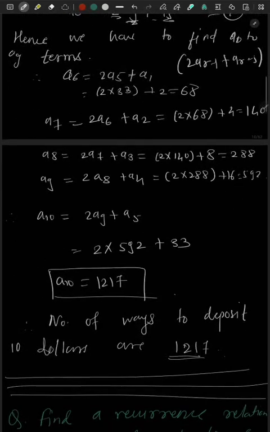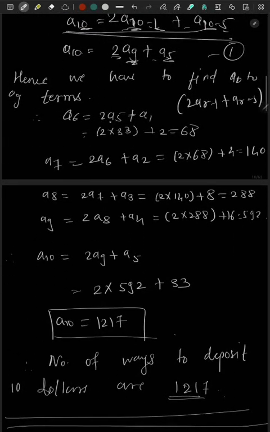In this way we are going to find A6 by putting in the values. It is 2A5 plus A1, which is 68. A7 is equal to 2A6 plus A2, which is 140. So on, A8, A9. A9 is 592. We are going to put that value in A10. Means A10 is equal to 5 into 2 into 592.